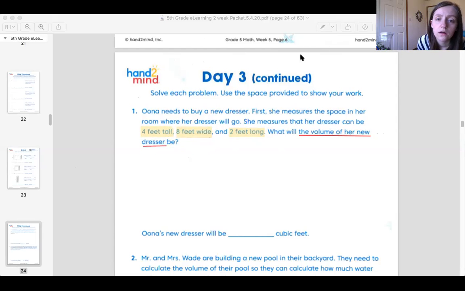Okay, so if I look back up at my problem, I see that my height is 4 feet. My width is 8 feet. And my length is 2 feet. Okay. And I know that my formula for volume is length times width times height. So to solve this, I'm going to take 4 times 8 times 2.